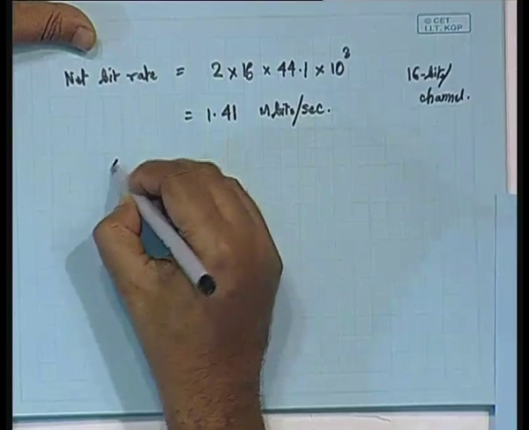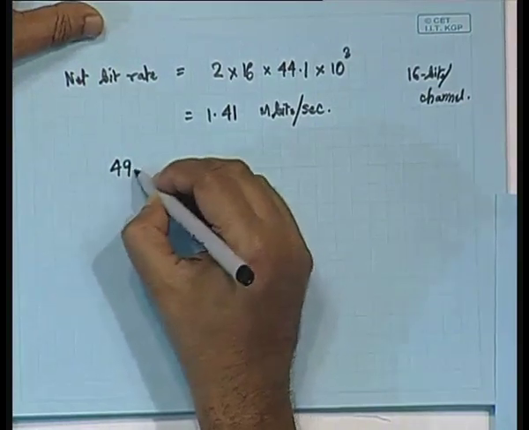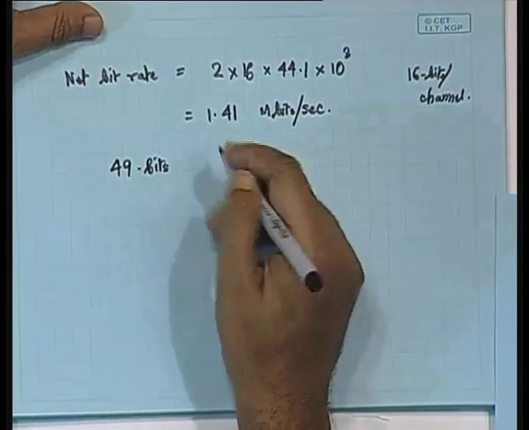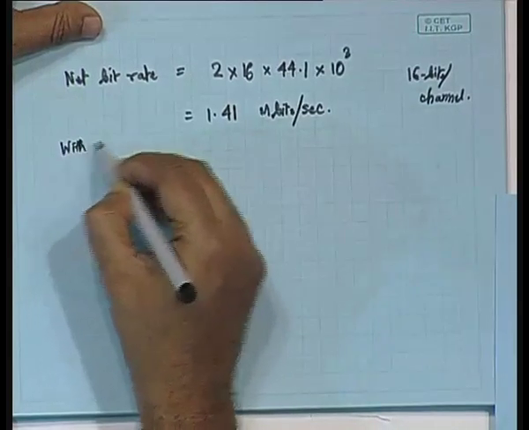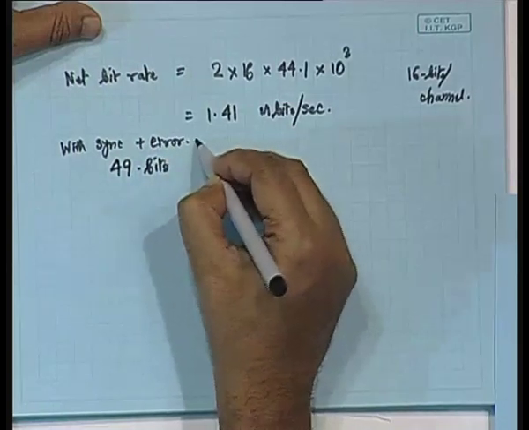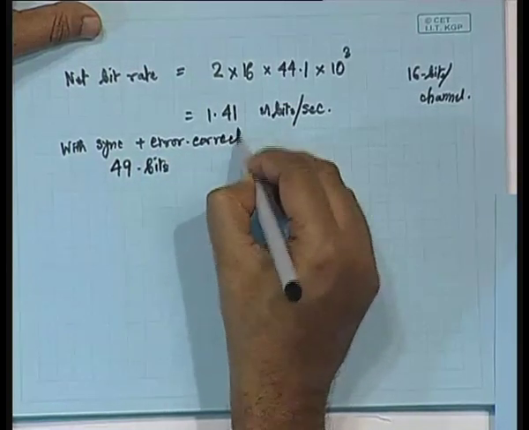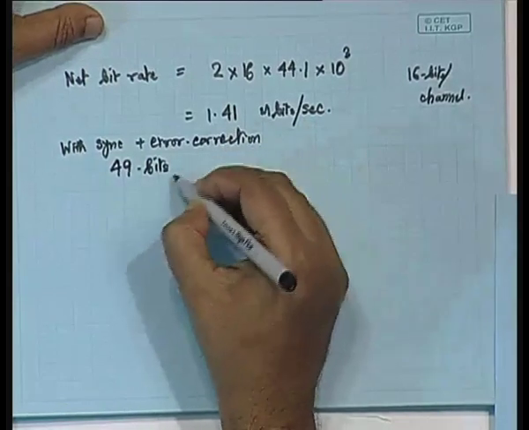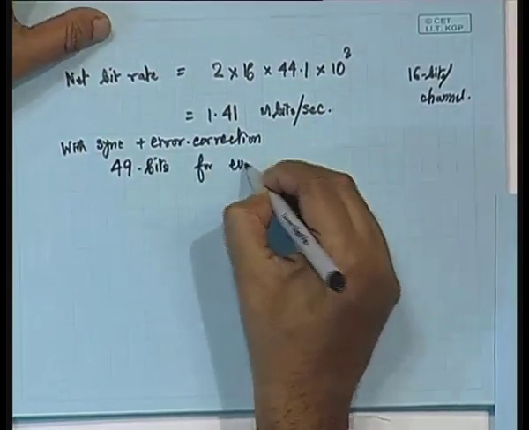In fact, what we have to do is to use some synchronization and error correction before transmission, and over this 16 bits if we incorporate this synchronization and error correction, then we normally have 49 bits. So, with sync plus error correction, we use 49 bits for every 16 bit audio sample.